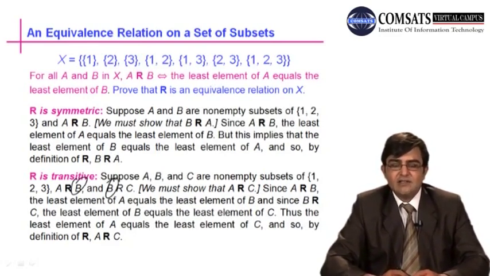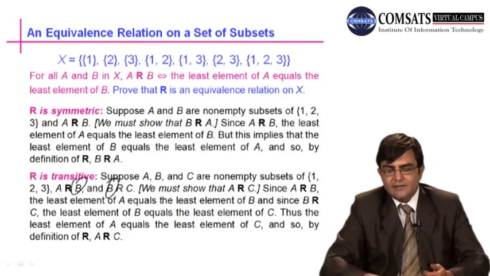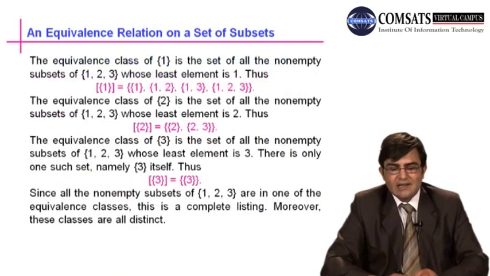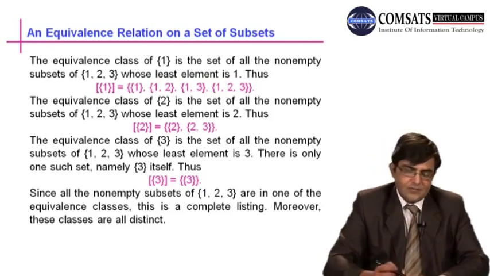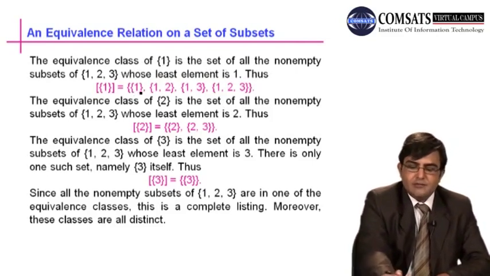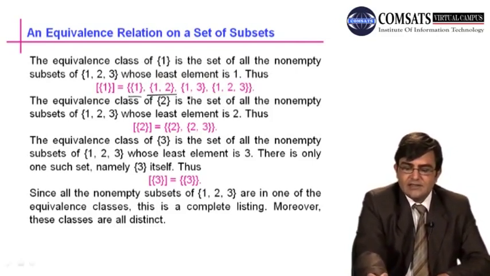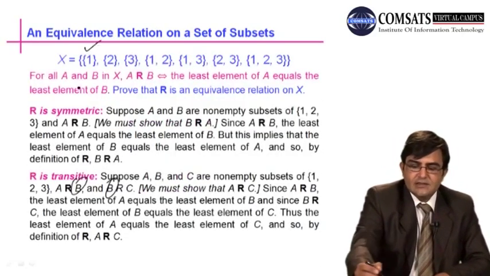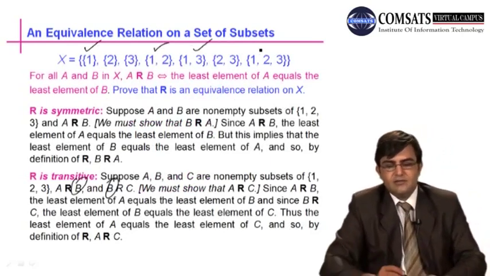So this relation is an equivalence relation because this relation R is reflexive, symmetric and transitive. Now we are going to find the equivalence classes of this relation. We shall first find the equivalence class of 1. This contains basically all those sets which have least element equal to 1. So this set, this set, this set and this set are all in it, because the least element of all these sets is 1.